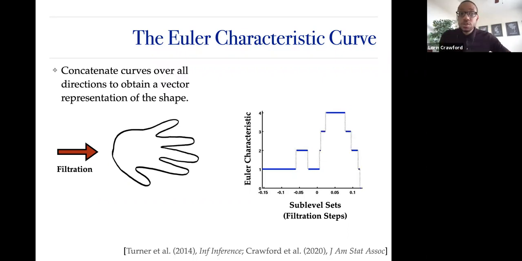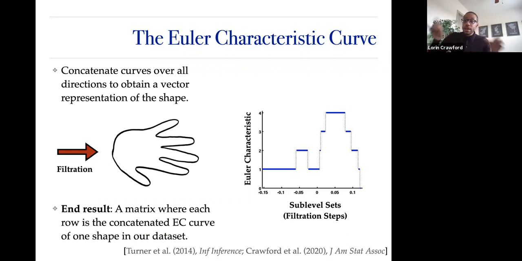Now what we can do in practice is, if I have a three-dimensional object, I would have my shape, do that sweep, get a curve, rotate that object, do another sweep, and get another curve. Across these different directions, I concatenate the curves together. So at the very end of a filtration for a data set, what I'm going to have is a matrix that's n by p, n being the number of observations, p being the number of features, where each feature is just an Euler characteristic at a given step of the filtration, but you have a bunch of concatenated curves.